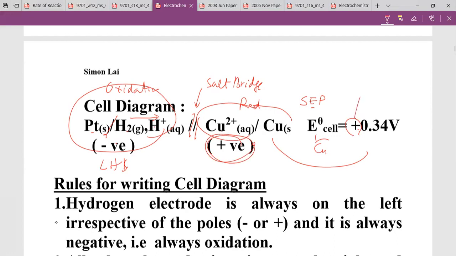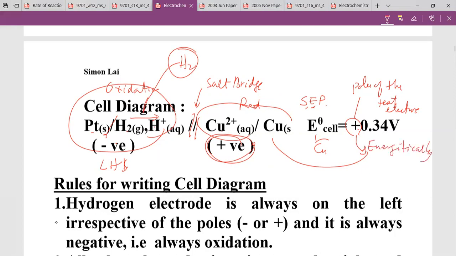And so this represents the poles of the test electrode, because the other electrode must always be hydrogen, always, for standard electrode potential. So positive. Second, positive also means energetically feasible.